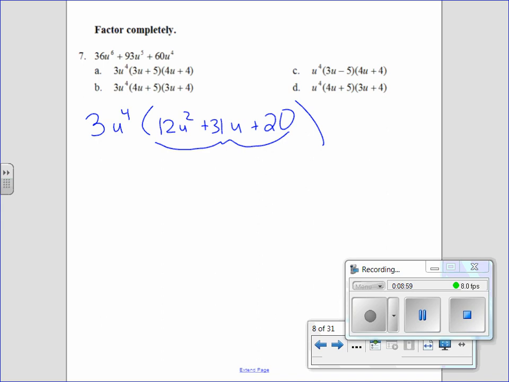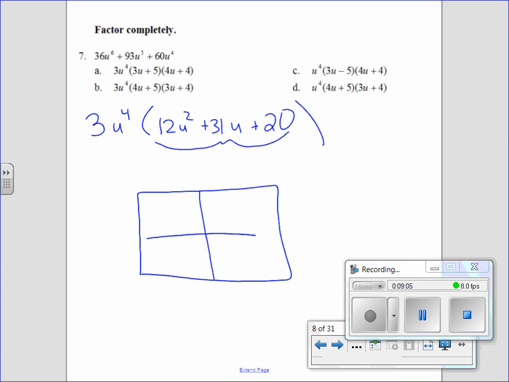Still on track with my answer key. Alright, so we're going to put a 12u squared in the upper left box. We'll put a 20 in the lower right box. These are all positives. These will be easy numbers to work with. 12 times 20 is 240.